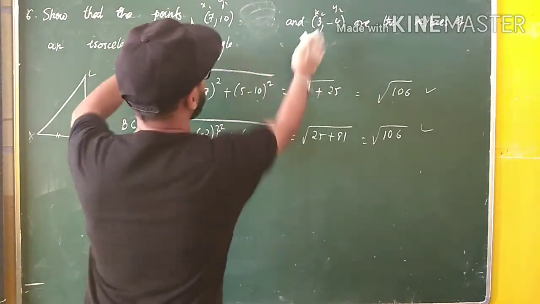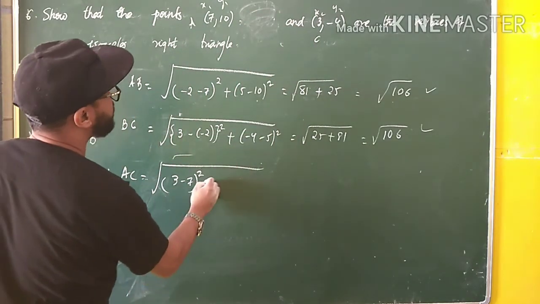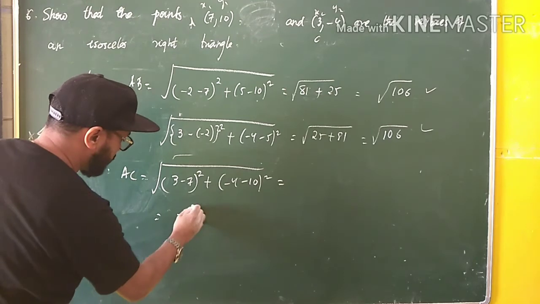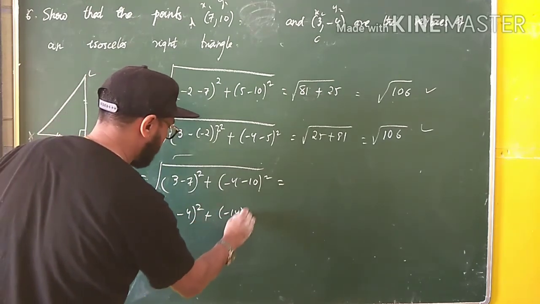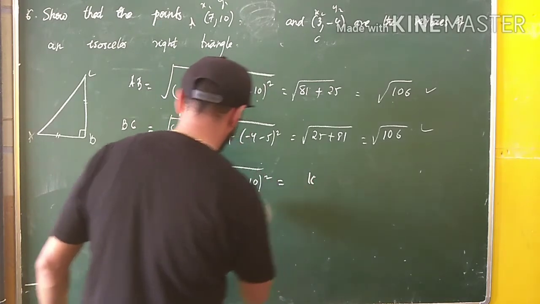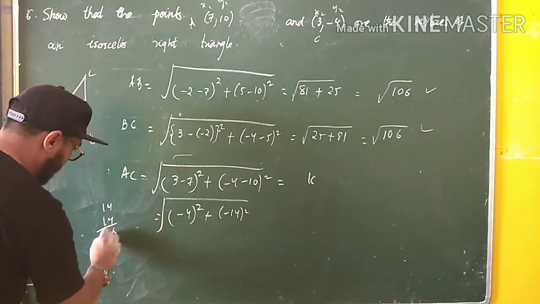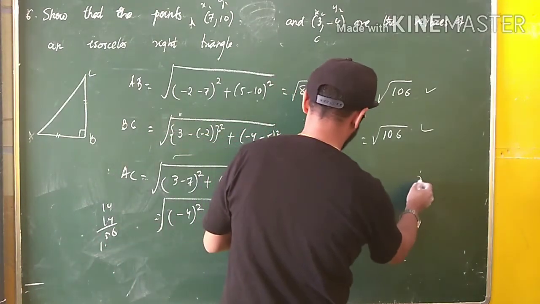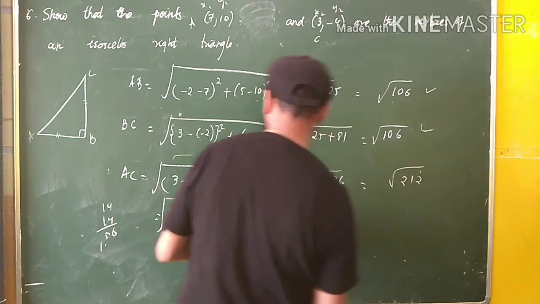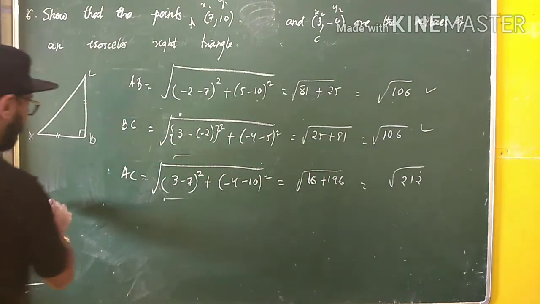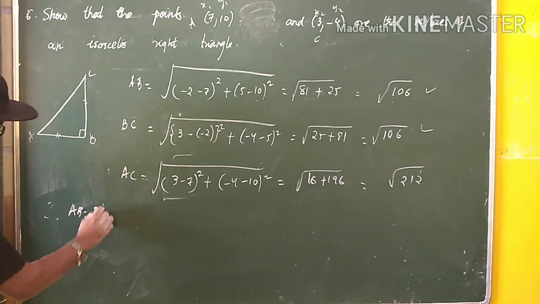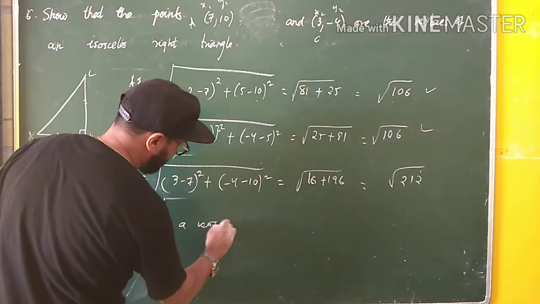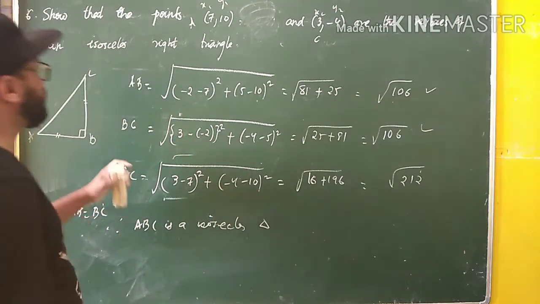So this is 3 minus 7, x2 minus x1 whole square plus y2 minus y1 whole square. So this will give you 3 minus 7 is minus 4 square plus minus 14 square. So this is 16 plus 14 into 14, 196. Plus 196. So this is your 212. Okay. Now since AB is equal to BC, two sides are equal, therefore ABC is an isosceles triangle. But how do you prove that it is a right triangle?